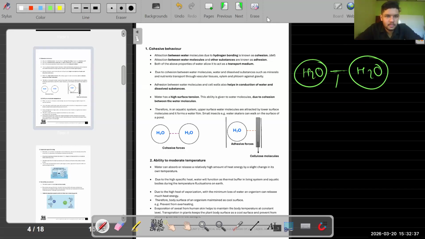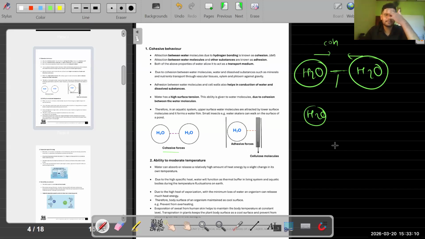Hydrogen bonds, right? Hydrogen bonds are the ones that are present between water molecules, and due to these hydrogen bonds, water molecules are attracted. This attractive force is called as cohesive behavior, cohesion, right? The attraction is called as cohesion. If water molecules are attracted with other molecules except water, they are called as adhesive forces or adhesion, right? Simply that is, see this diagram. Attraction between the water molecules is called cohesion.